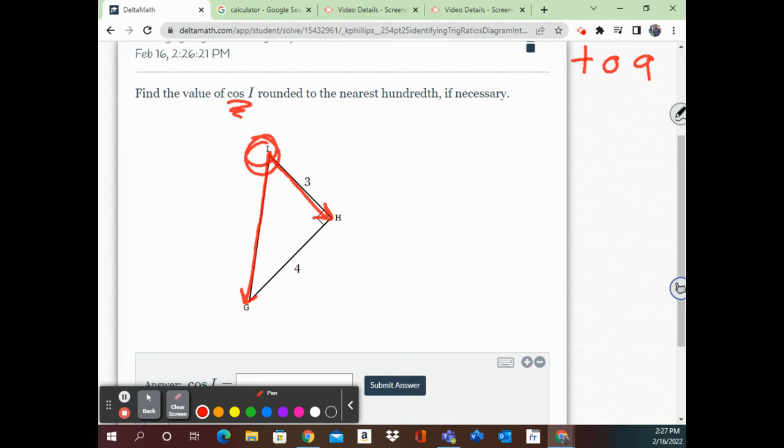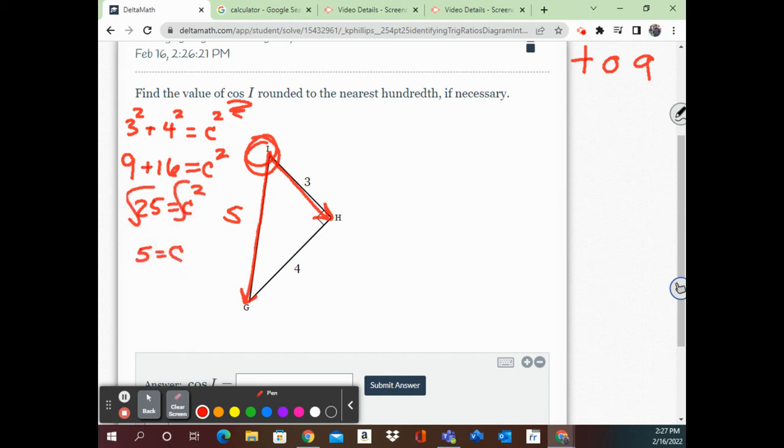Just from experience, I know this should be 3, 4, and 5. How do I know it? It's because 3 squared plus 4 squared is equal to c squared. Comes from the same equation. 3 squared will give us 9. 4 squared gives 16. And I know that 9 plus 16 will give us 25. And then once we take the square root of both sides, 5 is equal to c, right?